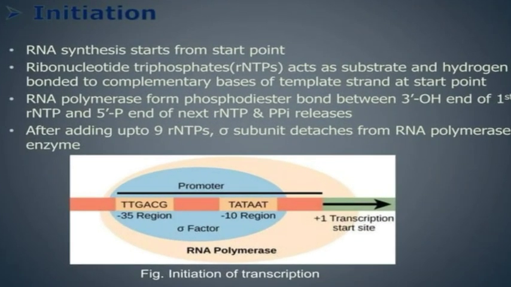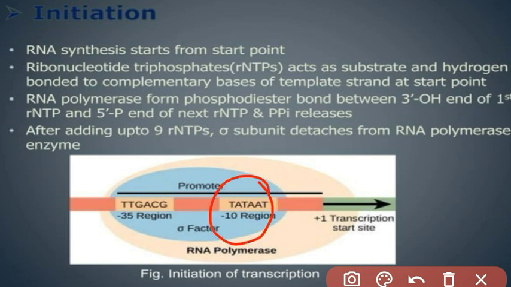Initiation. The RNA synthesis starts from the +1 nucleotide in the promoter sequence of a DNA. The RNA synthesis starts from this point. But before this, the adenine and thymine rich -10 region, which is upstream to the start point, facilitates the unwinding of the DNA template. The sigma subunit of RNA polymerase recognizes these -10 sequences upstream of the transcription start point.